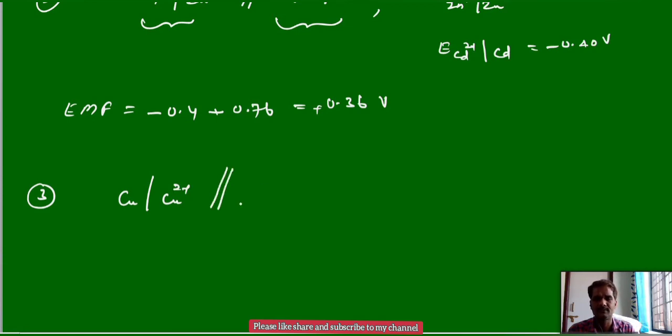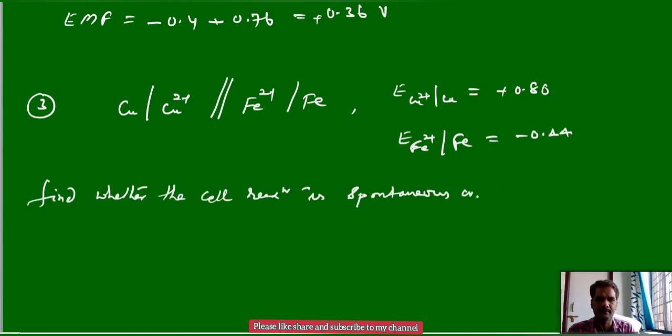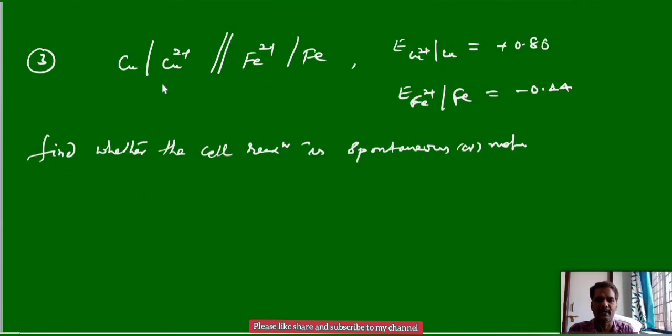Copper 2 plus, iron 2 plus, iron. Find whether the cell is spontaneous or not. So this is non-spontaneous. Why? Because the electrode which has more reduction potential acts as the cathode, and the electrode which has less reduction potential acts as the anode. Always this should act as an anode and this should act as a cathode. So here we have taken the reverse. The overall cell reaction is non-spontaneous.